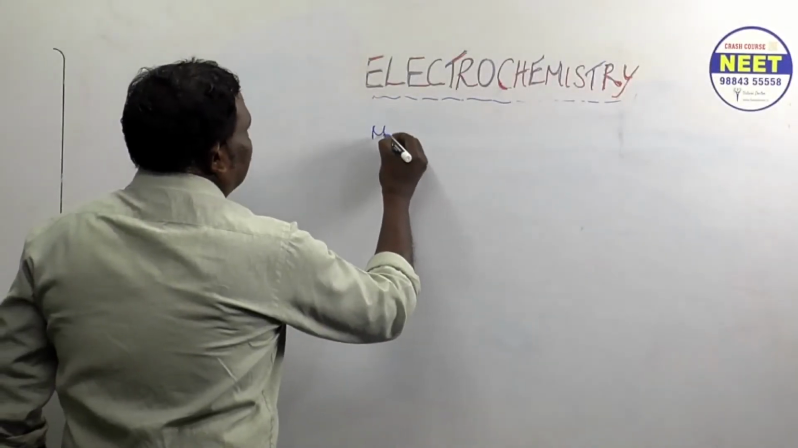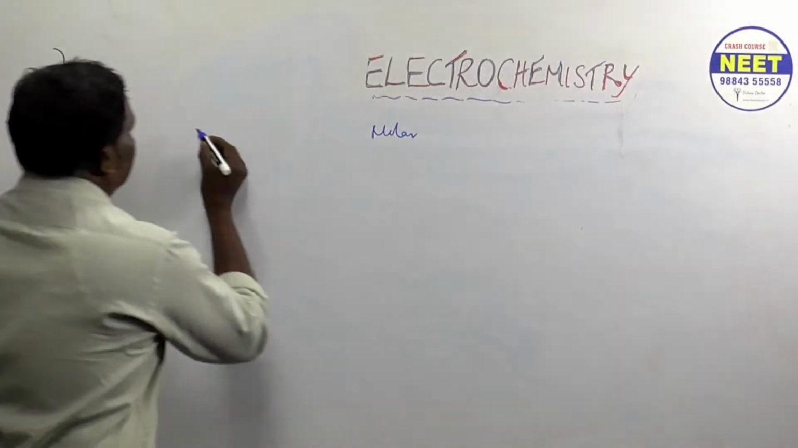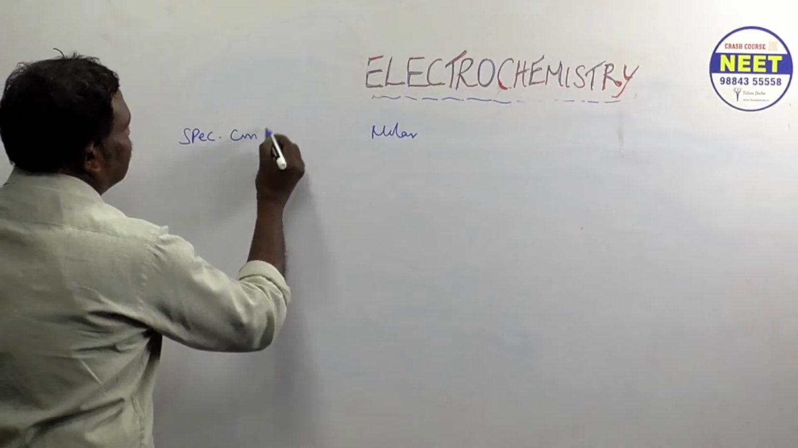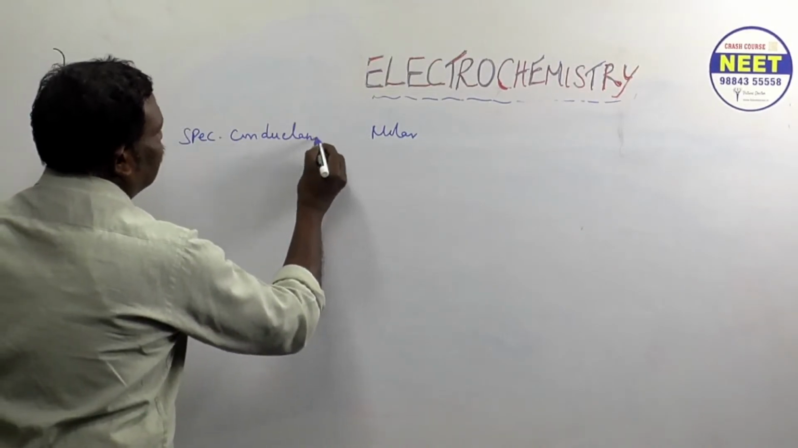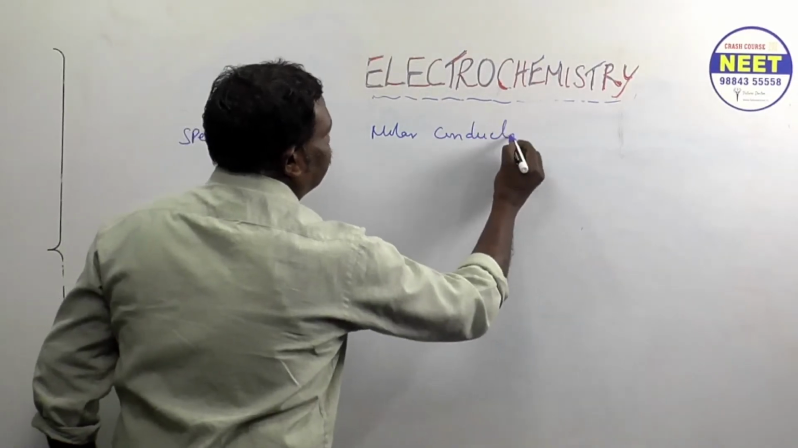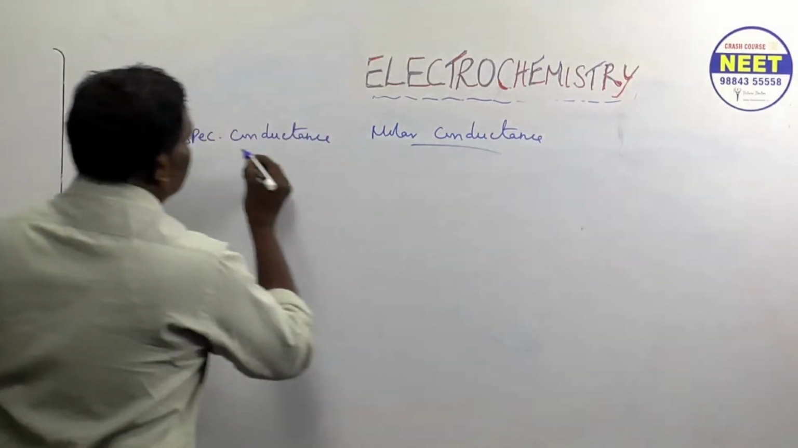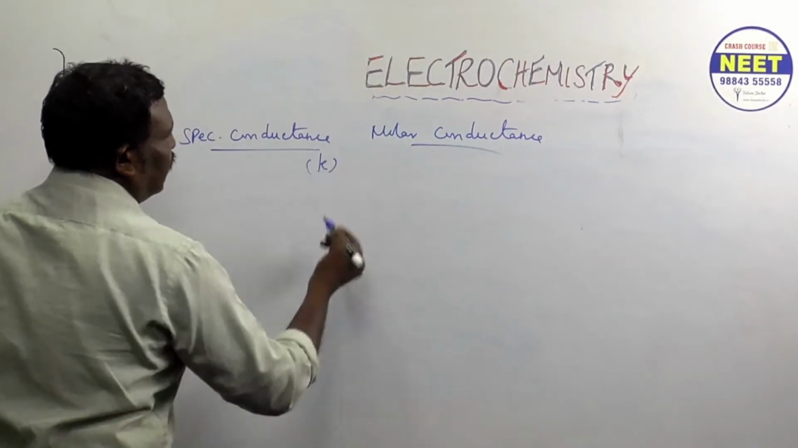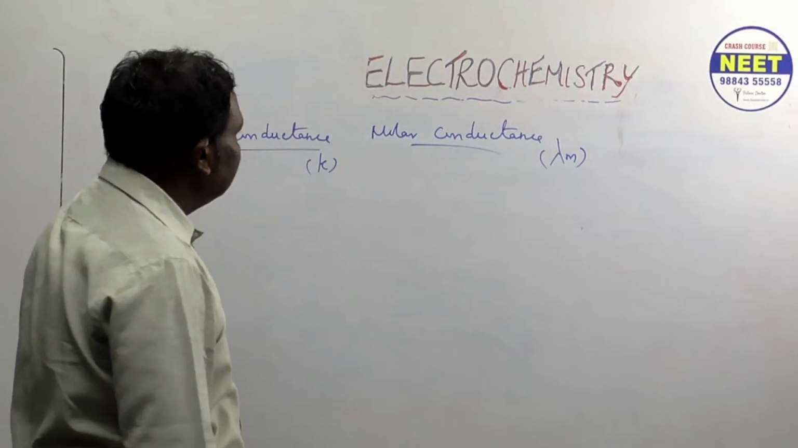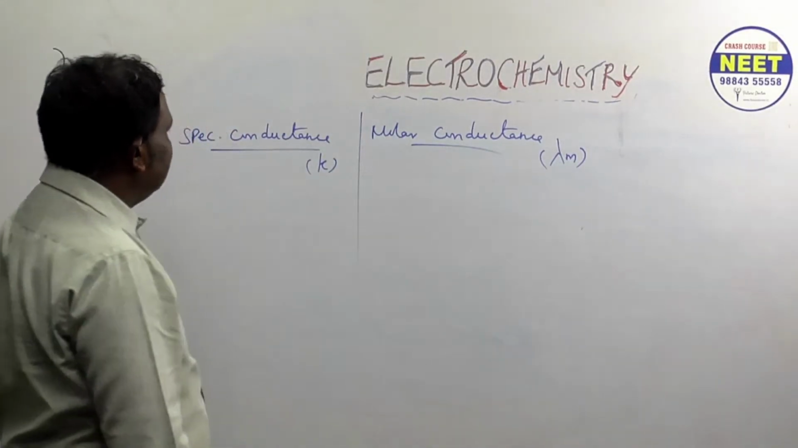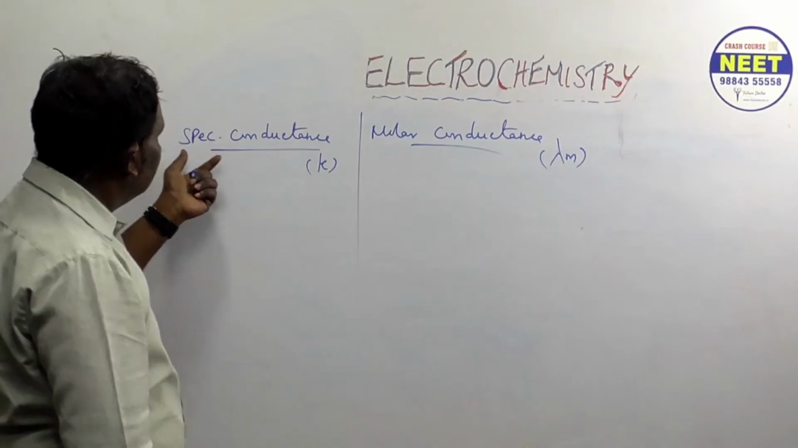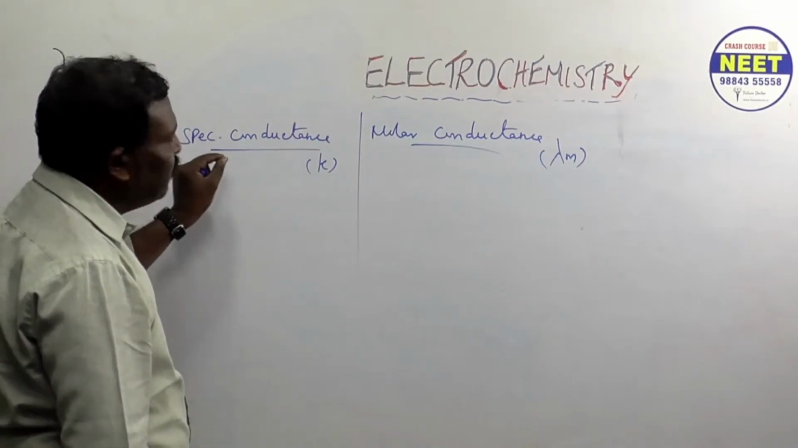Next one is molar conductivity. You just write specific conductance and molar conductance. This symbol is kappa, correct or not? This symbol is called lambda. Definition: specific conductance is the conductance of the solution depends upon one unit volume of the solution.